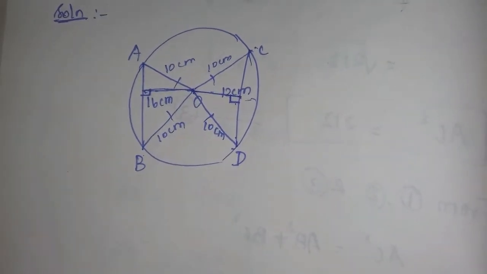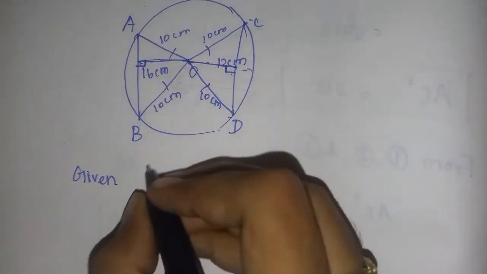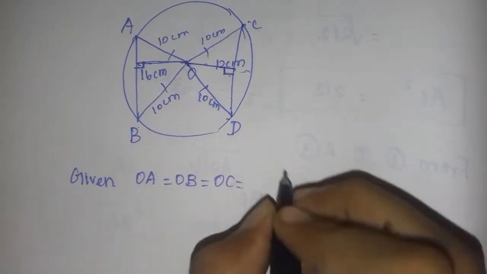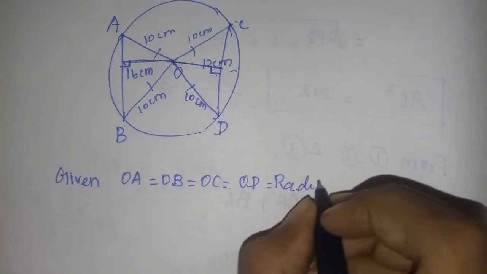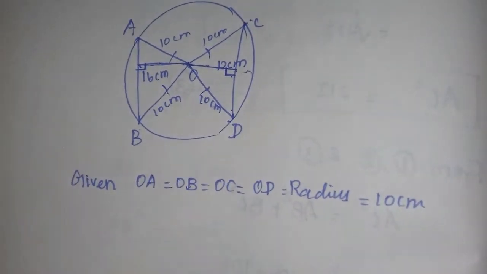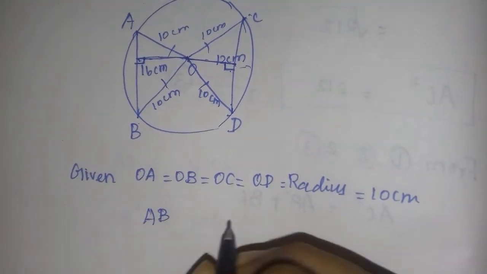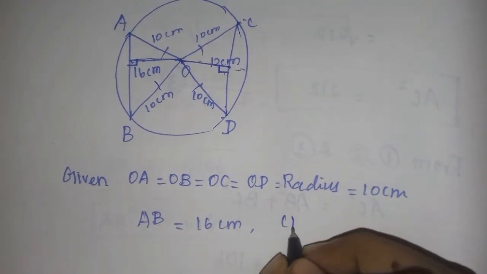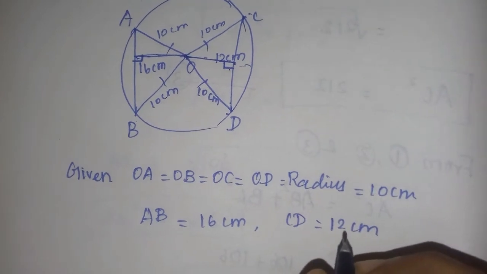Okay. Now let's write the given data. What are the data given? Given OA is equal to OB is equal to OC is equal to OD. These four are radii. What is the value of the radius? Radius is 10 cm. That we have written first. Then the length of AB is 16 cm and CD is 12 cm. This also we have written.